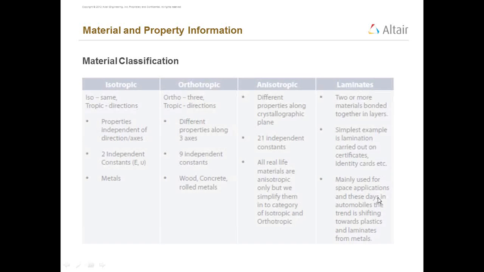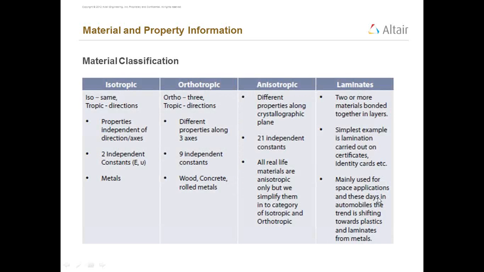Then the last topic of today's webinar is material and property information. So the material classification, we will discuss with isotropic. Iso means same, tropic means direction. Isotropic has properties independent of direction or axis. Two independent constants, that is E and nu. They are mostly metals.